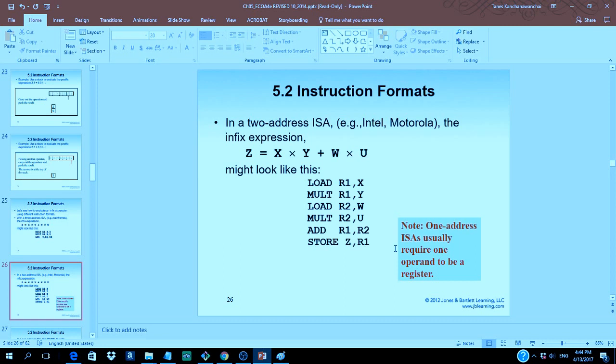That's because that's one address. So here, you have to load X to R1, and then you multiply Y to R1 because you loaded into R1. Then you load W to R2 and multiply U to R2. Then you add R1 to R2 and get the result in R1. That's why you move R1 to Z. So in this type of architecture, we always have the result on the left.